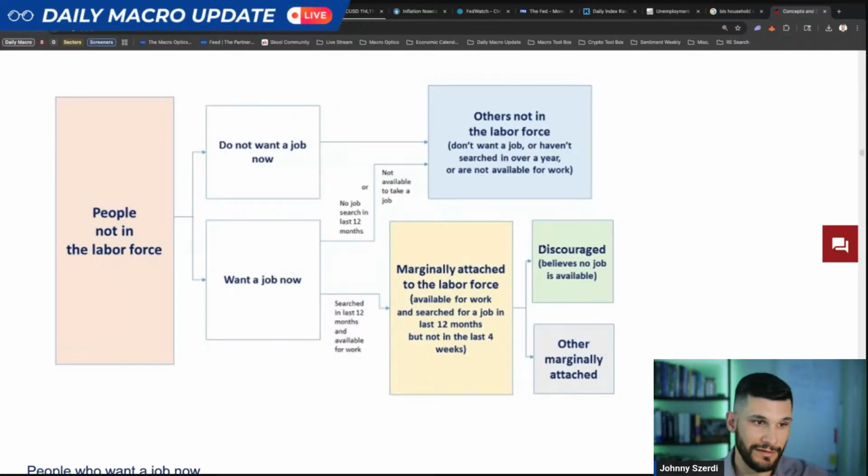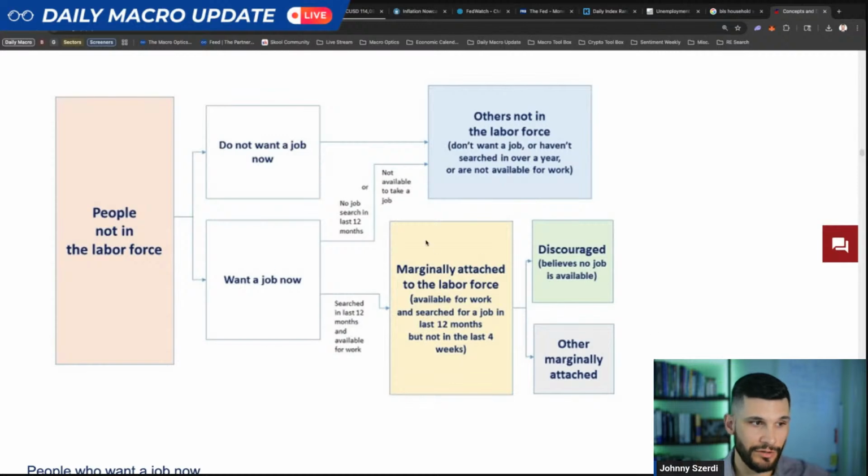And this is either because they are discouraged, meaning they believe that no job is available, and so they've pretty much just given up. I don't know how they're alive, maybe being supported by family or something like that. Or they are what's called other, which could mean they're on disability, or maybe they've retired. Who knows? Or actually not retired, because retired means you're not searching for a job. That goes into the do not want a job category. So they haven't searched for a job in the last 12 months, or they don't want a job, or they're just not available for work. That's what's called others not in the labor force.